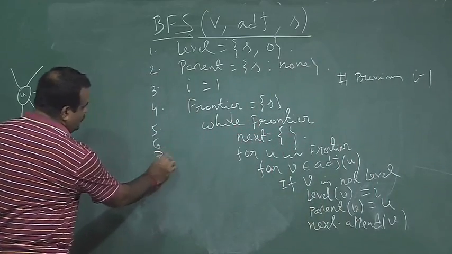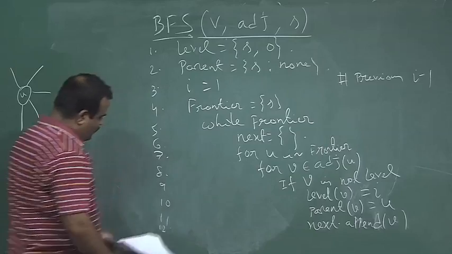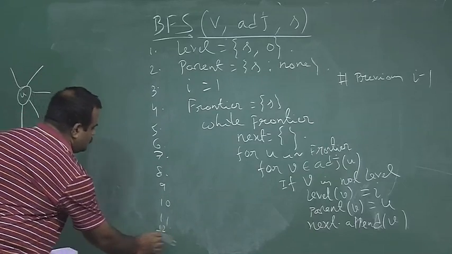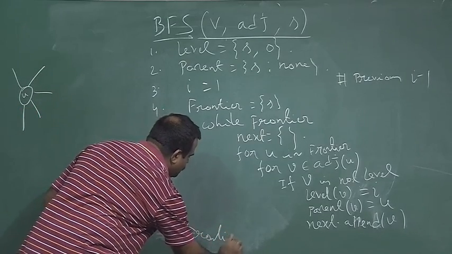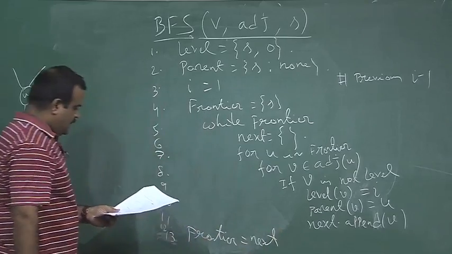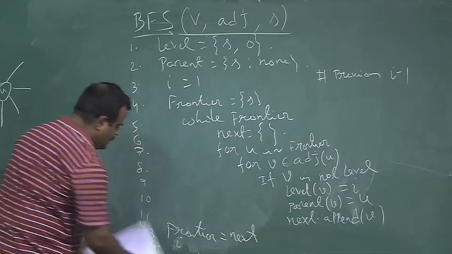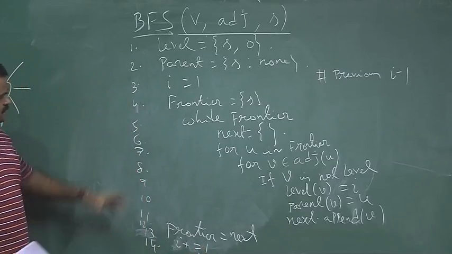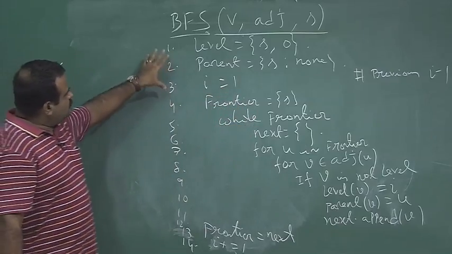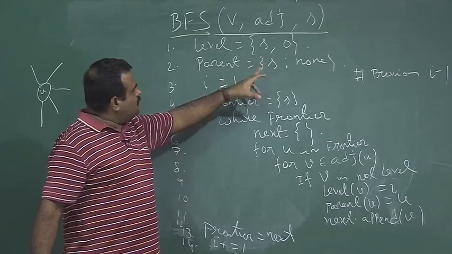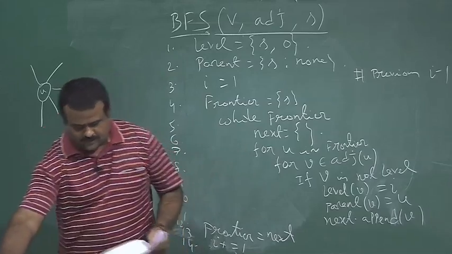So these are the lines 6, 7, 8, 9, 10, 11, 12 maybe. Okay, then in line 13, what we are doing? We are just taking the frontier as next. And we take i equal to i plus plus for the next label. This is typically Python code. So this is what it is telling. We start with a source, then we label the source as zero label, and then we slowly explore the graph. Let us take an example.